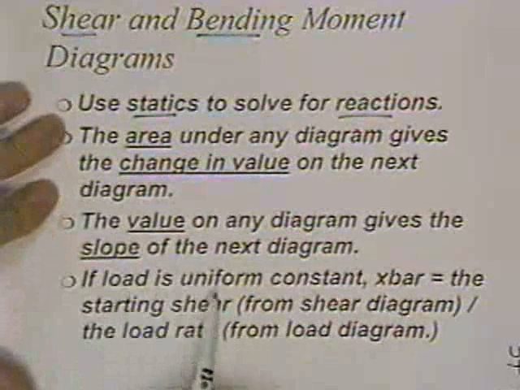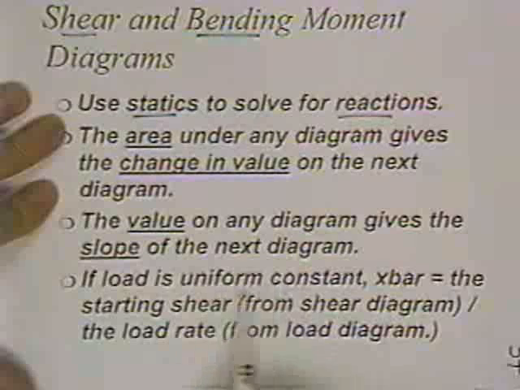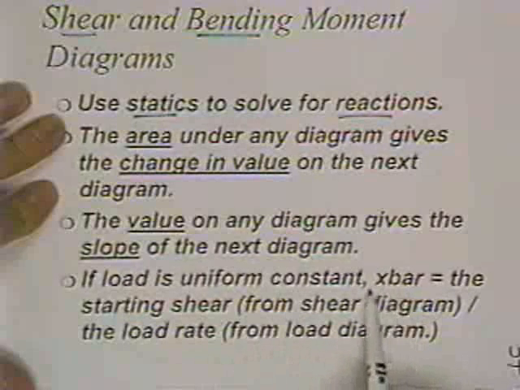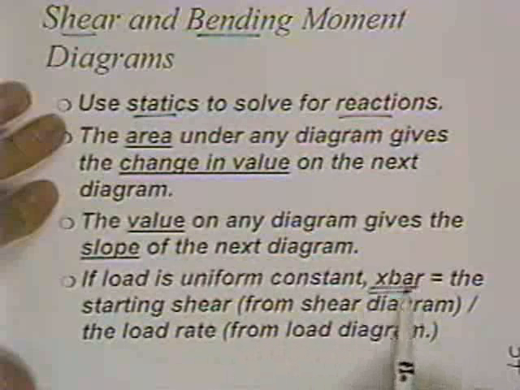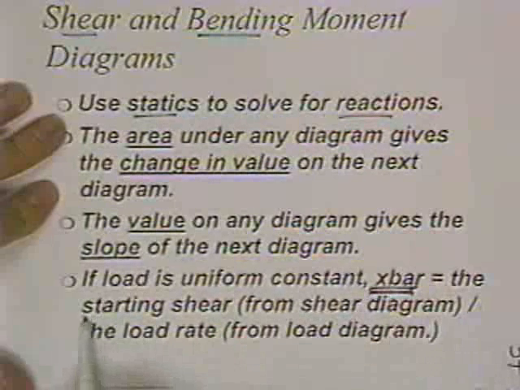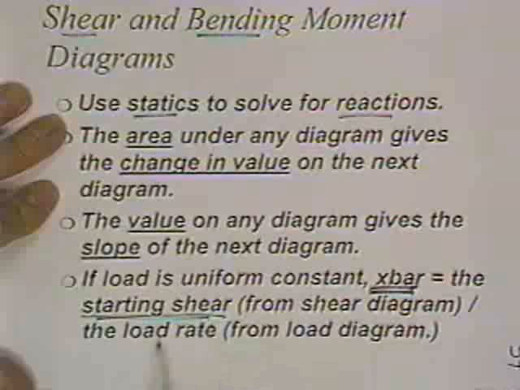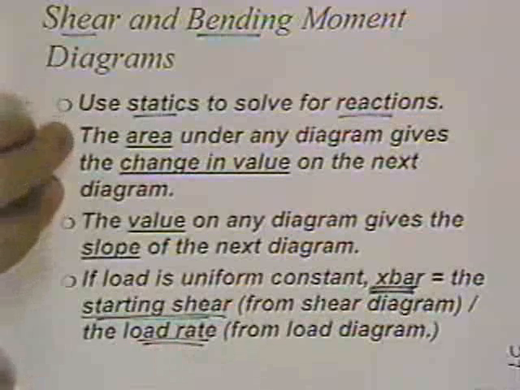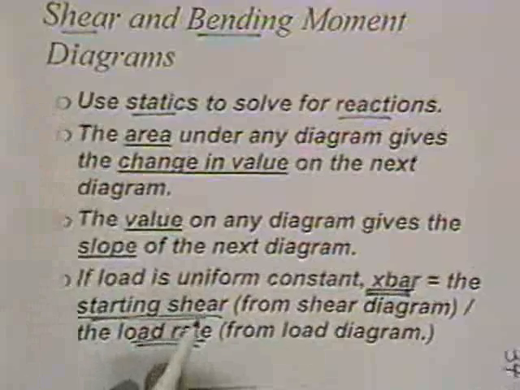Also, if a load is a constant uniform value, I'll just write this down for right now. We'll get into it in a minute. Where the diagram crosses the x-axis will be found by taking the starting shear and dividing by the load rate. That's also from the calculus. I don't expect you to understand it right now, but just so you'll remember.